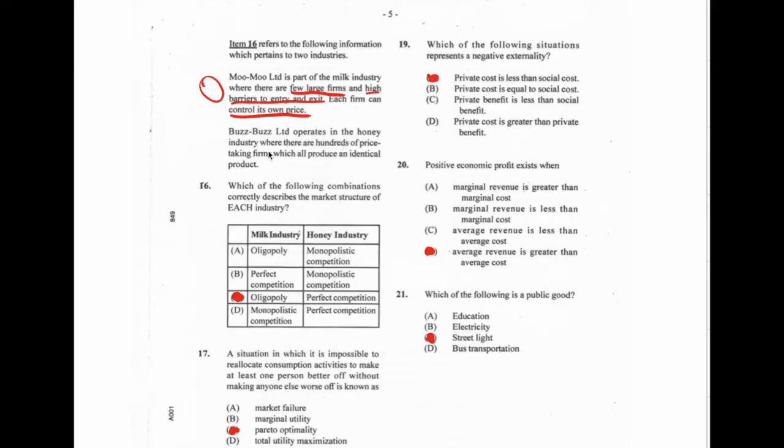Buzz operates in the honey industry. There are hundreds of price taking firms. Price taking firms, that kind of sounds like perfect competition. And plus they said 100, so that means there are many sellers and they're price taking. Additionally, they produce a homogeneous or identical good, which is perfect competition.